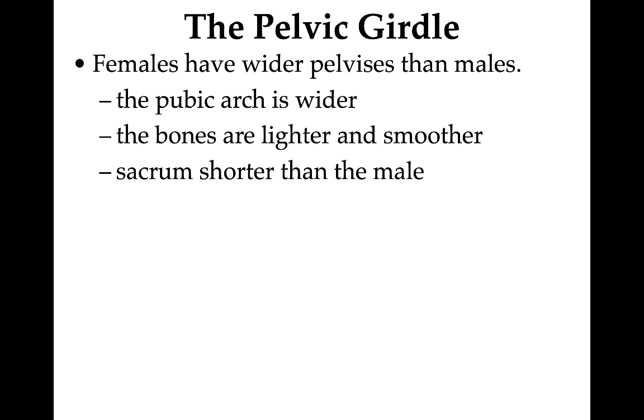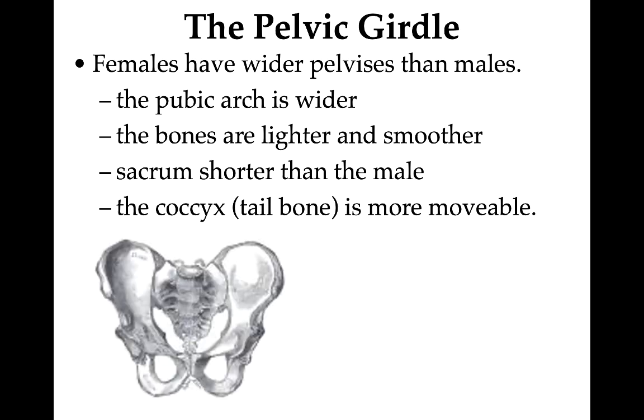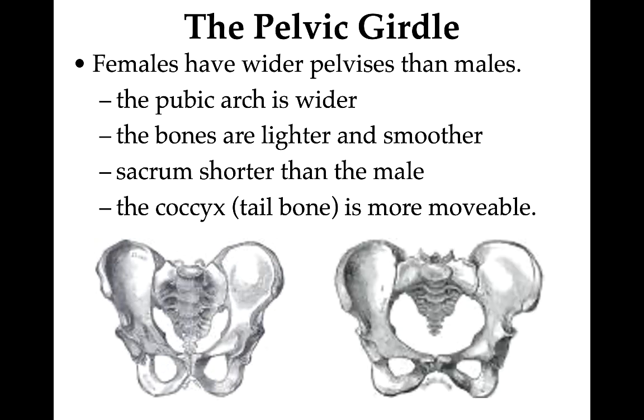Also, in order to allow the baby's head to go through the middle of the pelvis, the sacrum is shorter than the male's, so the back part of that pelvis doesn't hang down as long, and the coccyx, the tailbone, is way more movable. So here's a picture on the left of a male's pelvis, and here's a picture of a female's pelvis. You can see it's much wider, and the hole in the middle, perfectly shaped for a baby to go through, is much larger.